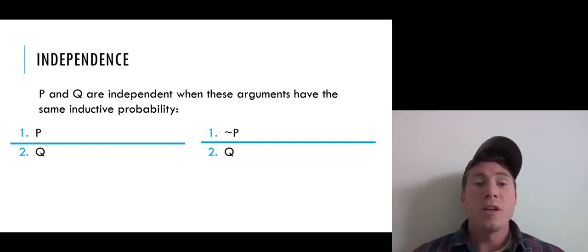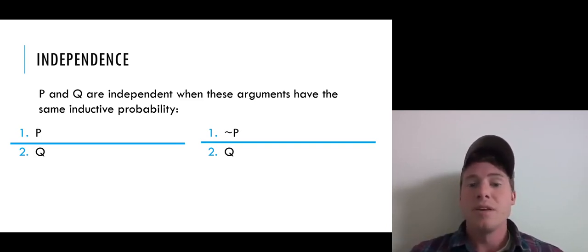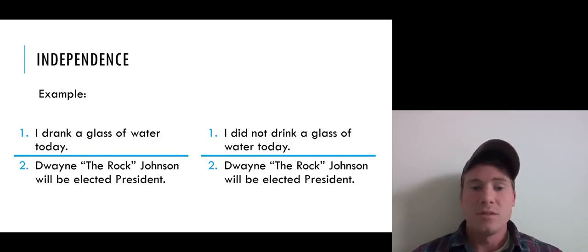One of them being an argument from P to Q, right? It's a one premise argument, asserts P, concludes Q, and the other being a one premise argument that assumes the opposite, assumes not P, concludes Q. Now, when these two arguments are of the same quality with respect to their inference, we say that P and Q are independent of one another.